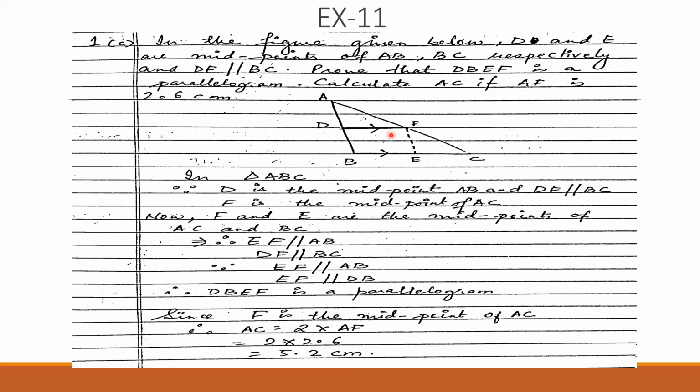Now, since F is the midpoint of the side AC, we can write that FE is parallel to AB. So AC becomes 2 times AF because F is the midpoint here. If you are writing this, AC will be equal to 2 times the length of AF. So 2 into 2.6 becomes 5.2 centimeter.